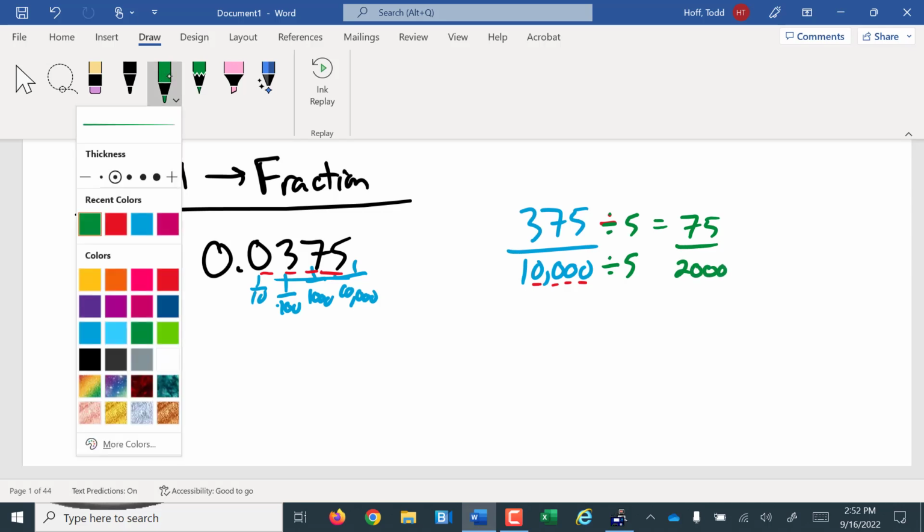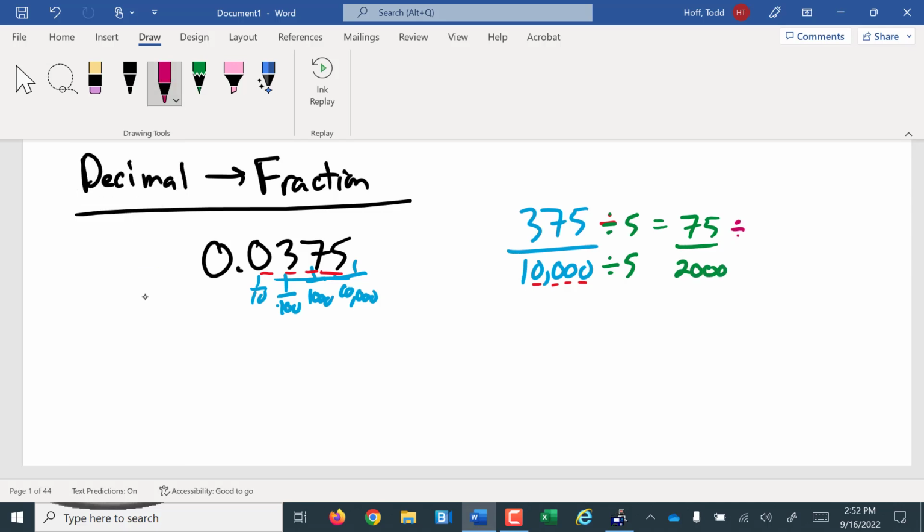They can both still be divided by 25, okay? 75 divided by 25 is 3. 2,000 divided by 25 is 80. 3/80.